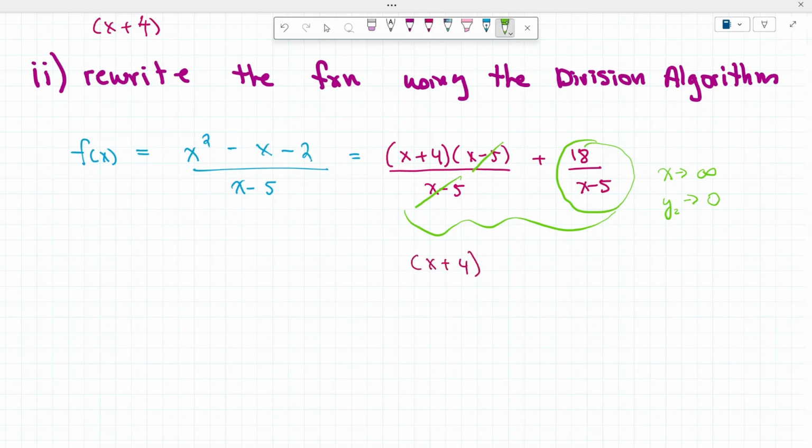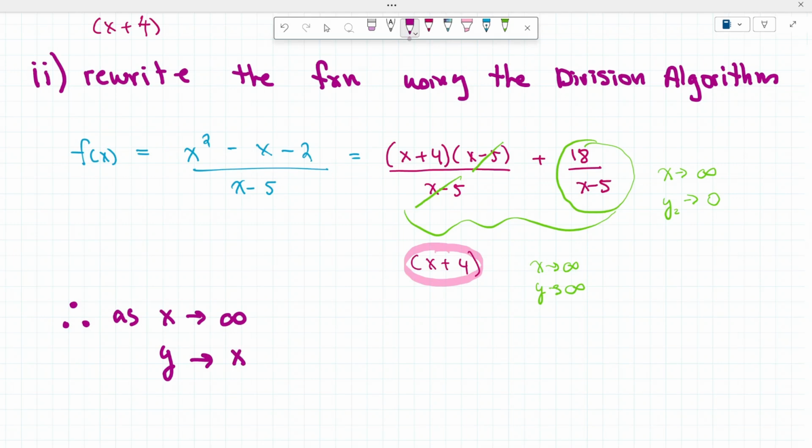And we can see the same thing. As x goes to infinity, y is going to infinity. But now we know that y is going to infinity following this trajectory. So x plus 4 is a path that it's going to follow. So that is the key information that we wanted to get. So therefore, as x goes to infinity, our function y is tending towards the line x plus 4. So this is called a line, and this can also be called an oblique asymptote.